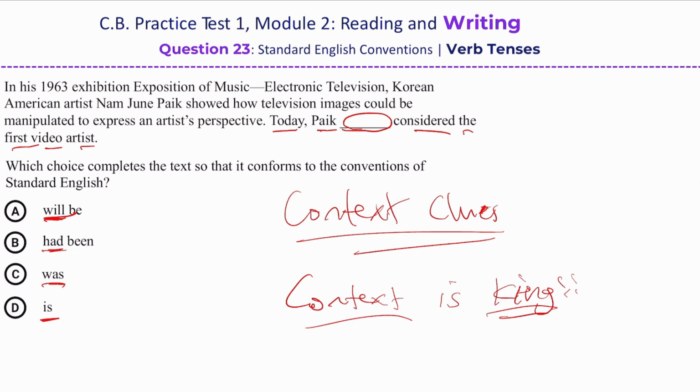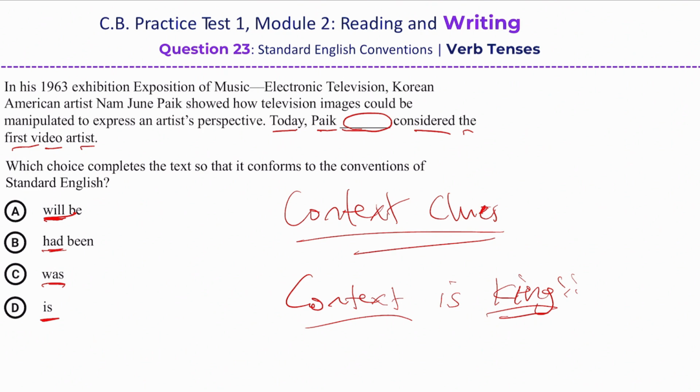Okay. So anyways, going back to this, it says, Nam showed how television images can be manipulated to express an artist's perspective. Okay. Today, that's my time reference clue. Can you guys see that? So when I'm saying today, I'm referring to the present tense, right? So that's what I observe, but I'm not solving the question until I read the end of the sentence, right? That's just a good habit to get into.